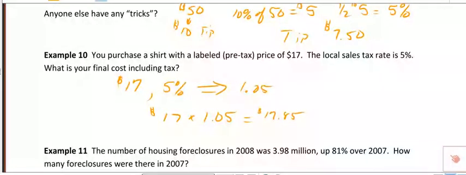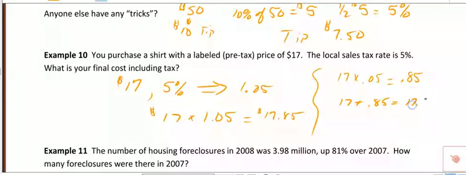So it's $17.85. The old way, or I guess I should say the longer way, would be to multiply 17 times 0.05. That would give us 0.85, which is 85 cents. And I'd have to take that 17 and add that 85 cents back to it, and that would give me $17.85. But hey, if I can do it in one operation, I'm going to go ahead and do that.